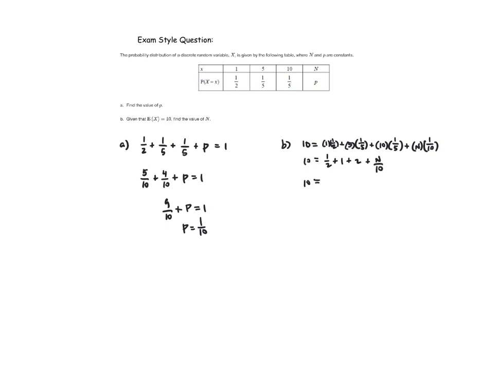Therefore, 10 equals, what would that be? Oh my goodness, 1/2 plus 3 plus n over 10. I'm going to multiply both sides by 10. That gives me 100 equals 5 plus 30 plus n. And therefore, it looks like 65 equals n. Number of different ways you could get to that answer.